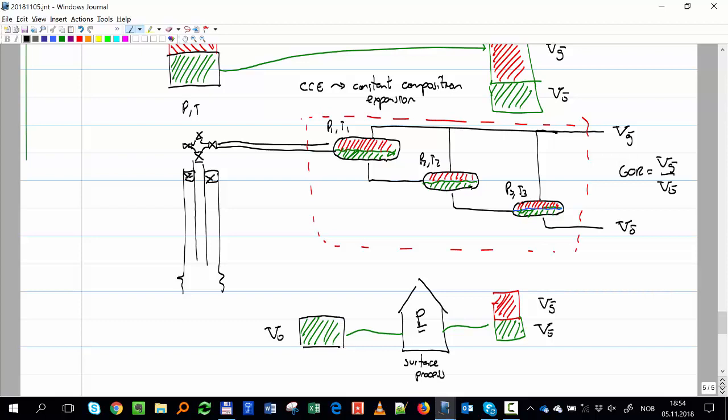So I cannot anymore just come and flash it at pressure and temperature, but I have to separate, separate, separate, exactly how it is done in the field, and I find my BG, my surface conditions. So it's very important to take into account the surface process that I have in the field, and that my black oil properties are generated as close as possible to that process.